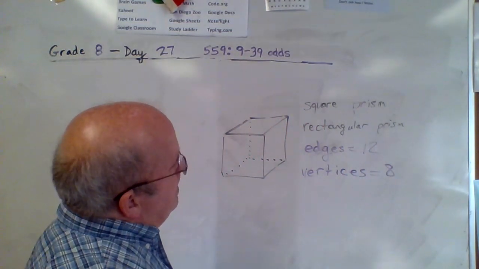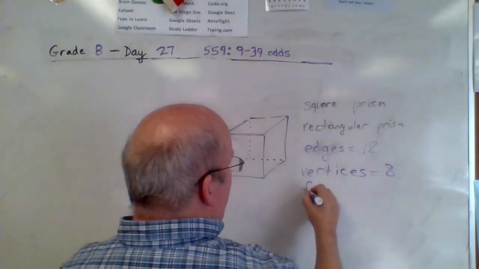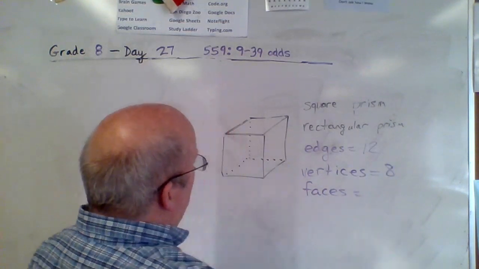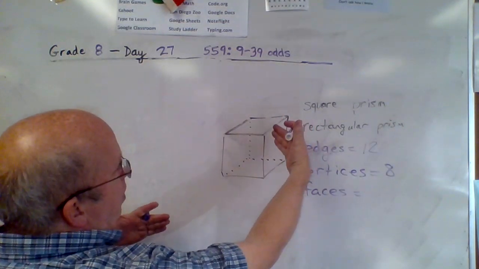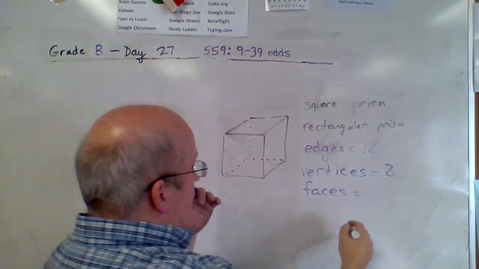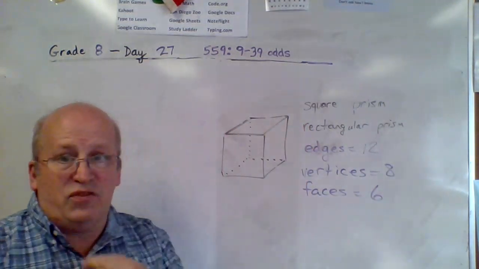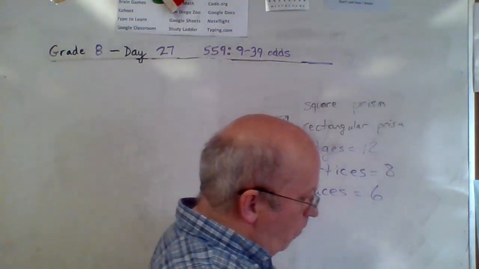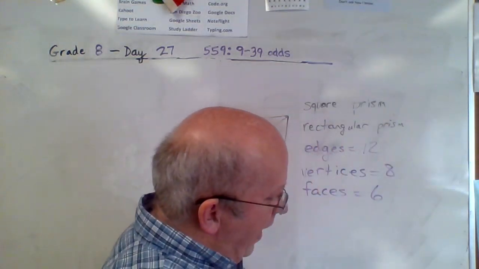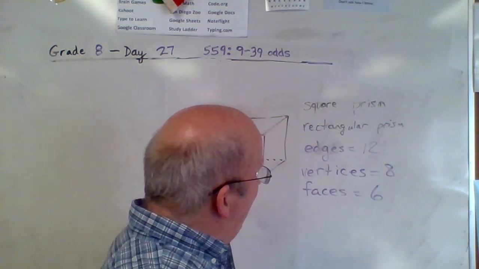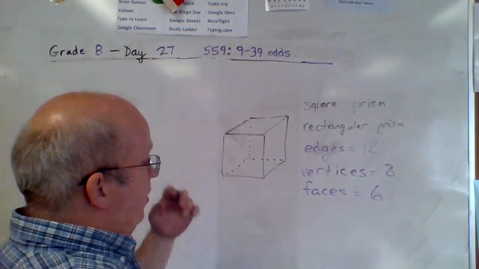How many faces do we have in this particular shape? Well, the front face, the back face, the two sides, and the top and the bottom, that makes a total of 6 faces.